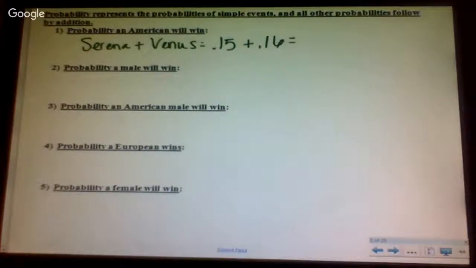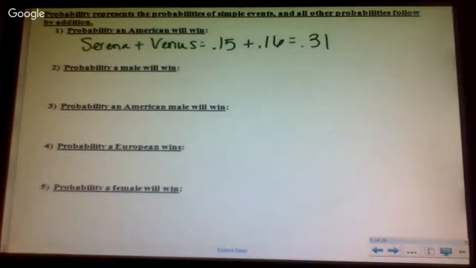So, I want to find the probability of an American winning. Who's my American? Serena and Venus. So, to find the probability of an American winning, we add their probabilities together. What's my probability of Serena? 0.15. And Venus? 0.16. So together, 0.31 is the probability that you will see an American win the tournament.